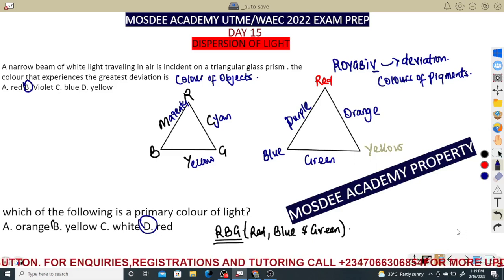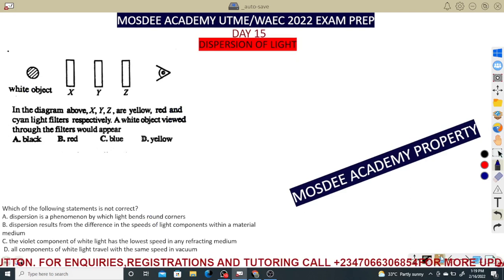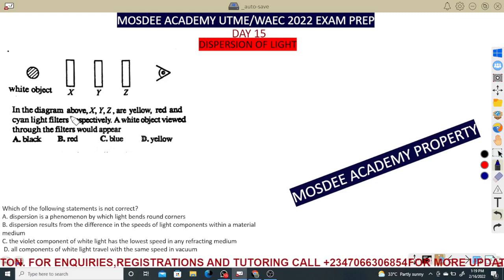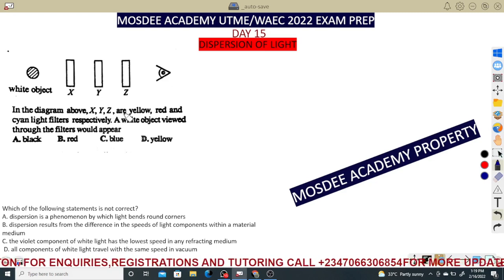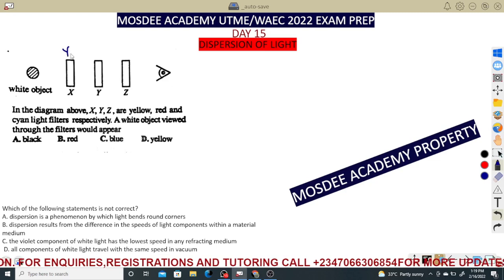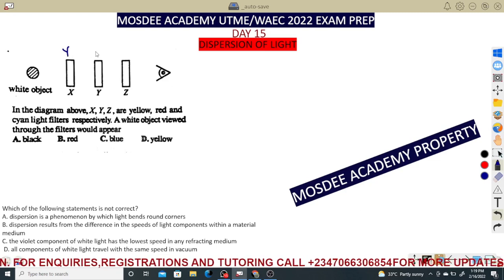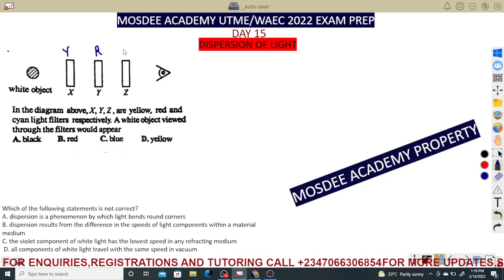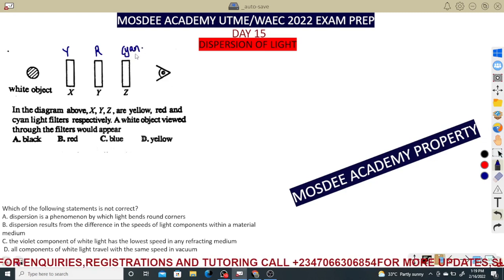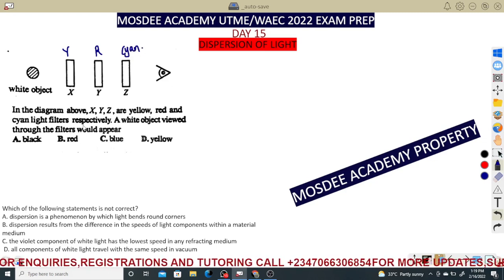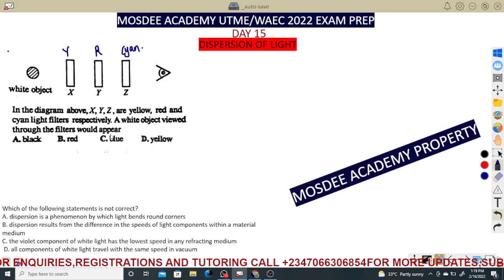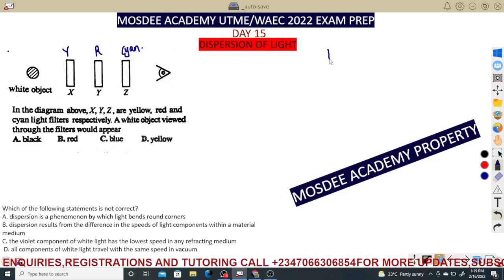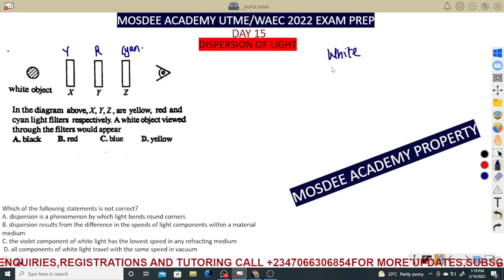I hope students understand that, and we move to question number 5. Please, understanding matters. That is the essence of watching all these video concepts. Yes, we have filters, and I think we have to mix now. There is a diagram. In the diagram, X is yellow, Y is red, and Z is cyan. Light filters, especially a white object viewed through the filter, would appear what? Now, what are the colors of white objects? My dear students, we've talked about that. White contains how many?